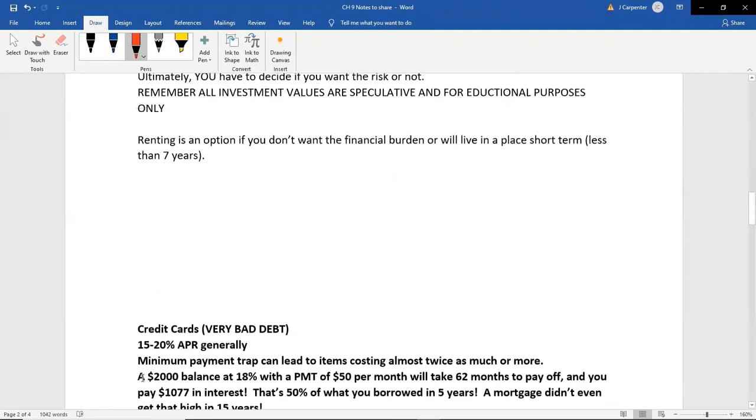And this is what happens. The minimum payment trap can lead to items costing twice as much or more. So you buy a $1,000 computer and it ends up costing you $2,200. You buy a $50 video game and it ends up costing you $100 because you're just making minimum payments on a 18 or 20 or 22% credit card. The average American has $10,000 of credit card debt.